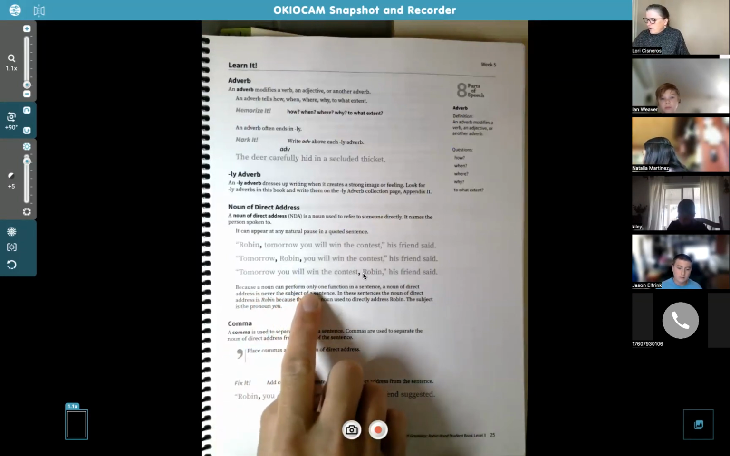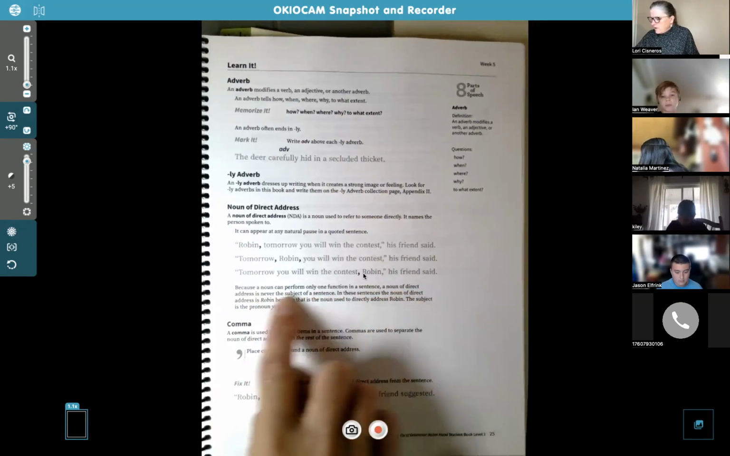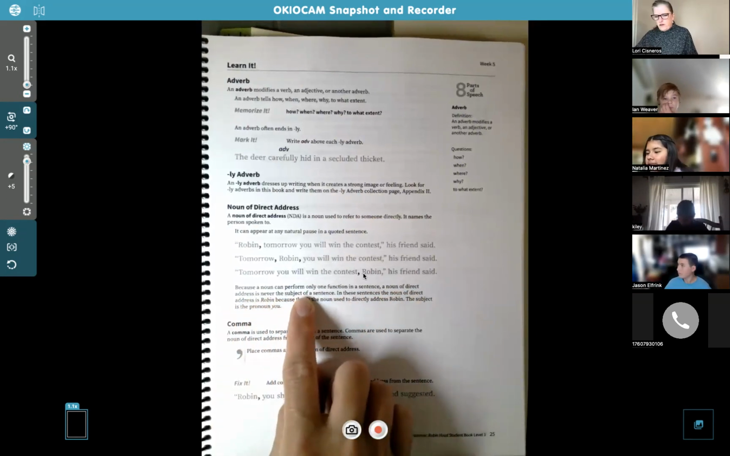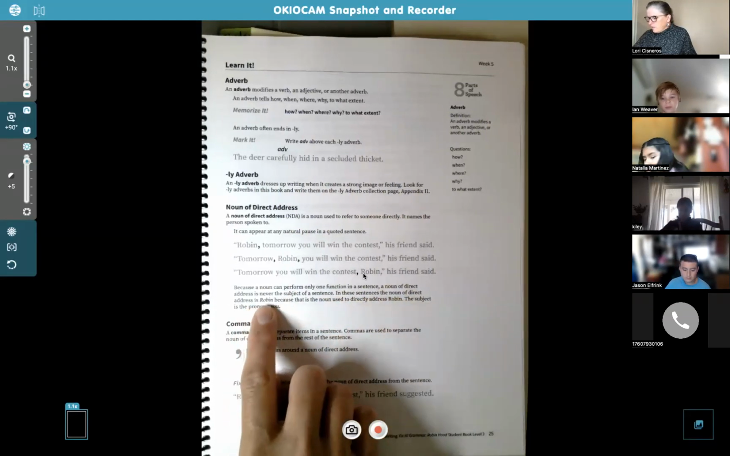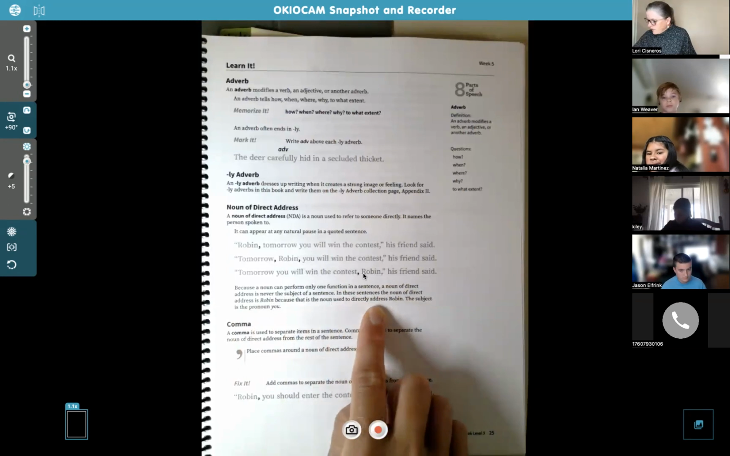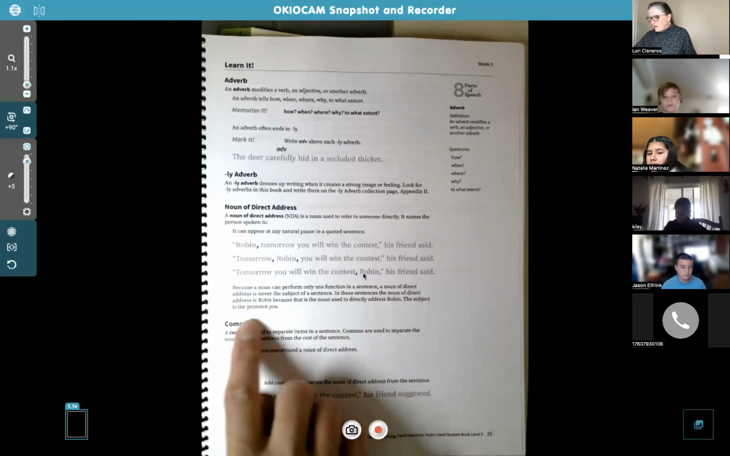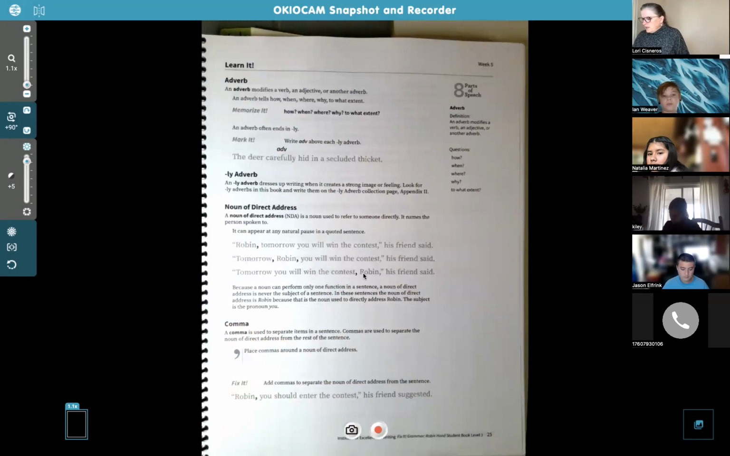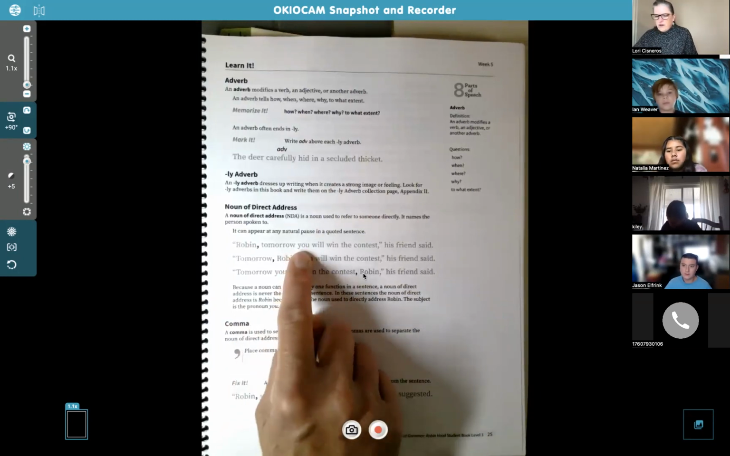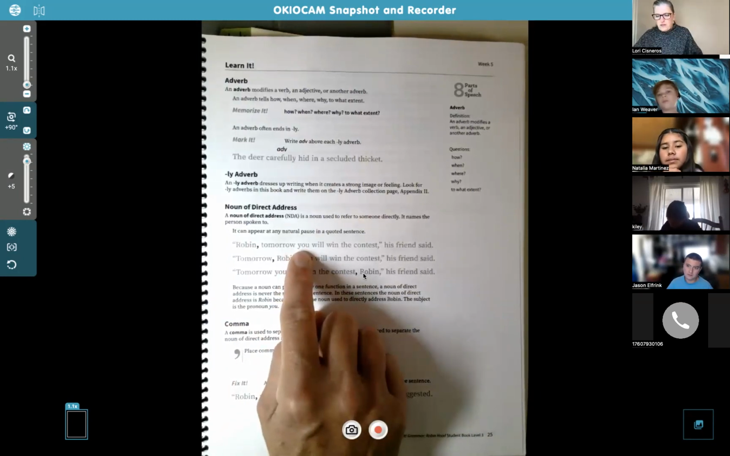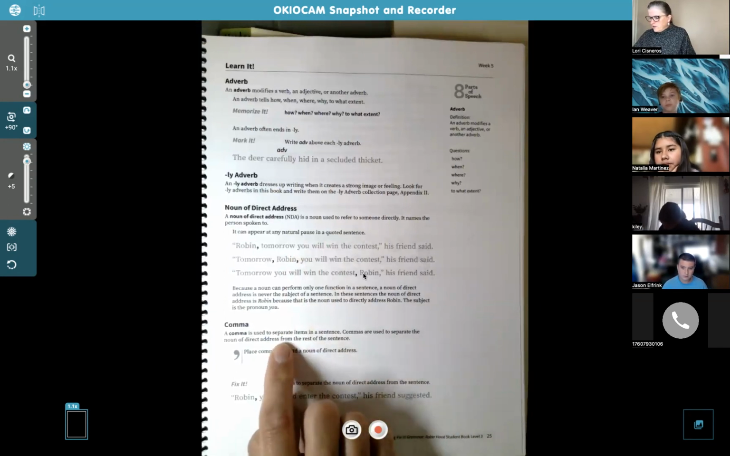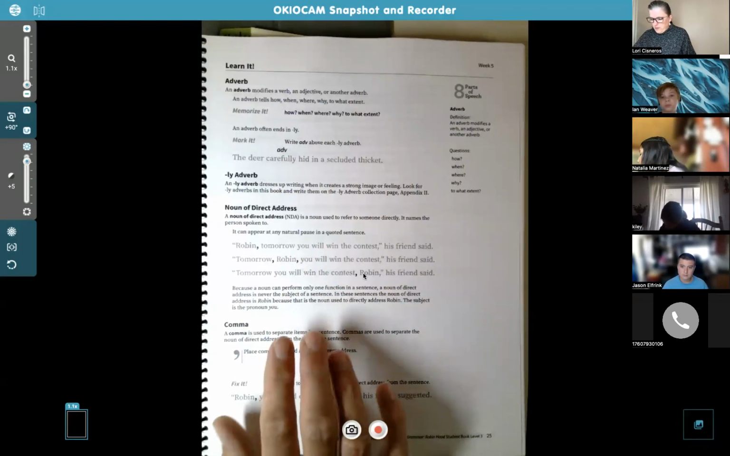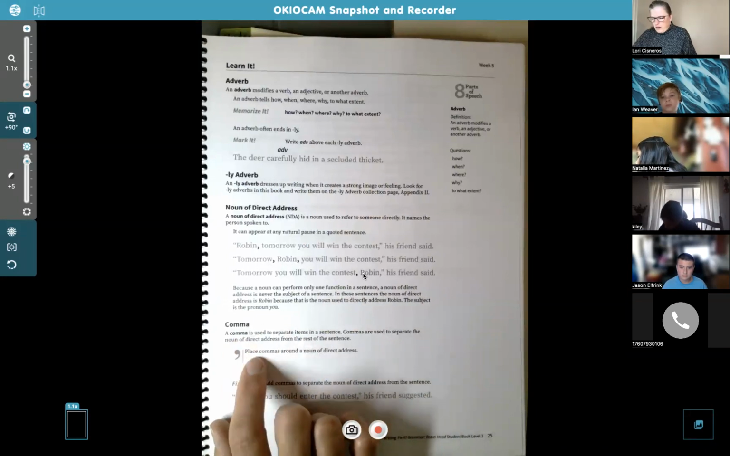Because a noun can perform only one function in a sentence, a noun of direct address is never the subject of a sentence. In these sentences, the noun of direct address is Robin because that is the noun used to directly address Robin. The subject is the pronoun you. So here is the pronoun in that sentence because the noun of direct address is not the subject. It's you. So when you're labeling that, you'll put S for subject on top of you. That's a pronoun, by the way.